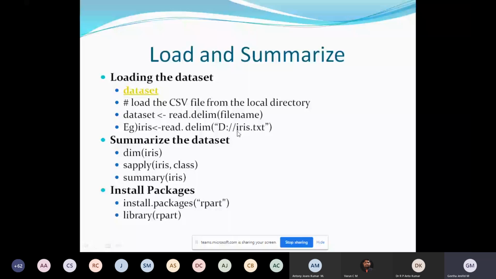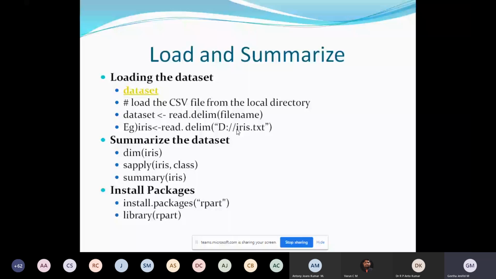It is one of the text type, so I have used the read.delimiter function. Here the data set is imported and assigned to one variable, that is iris. Now in our programming, the variable iris has the data set. So this is the process of loading the data set: read.delimiter is the command, then as the argument you type the data set path. Here the data set is present in the D drive.